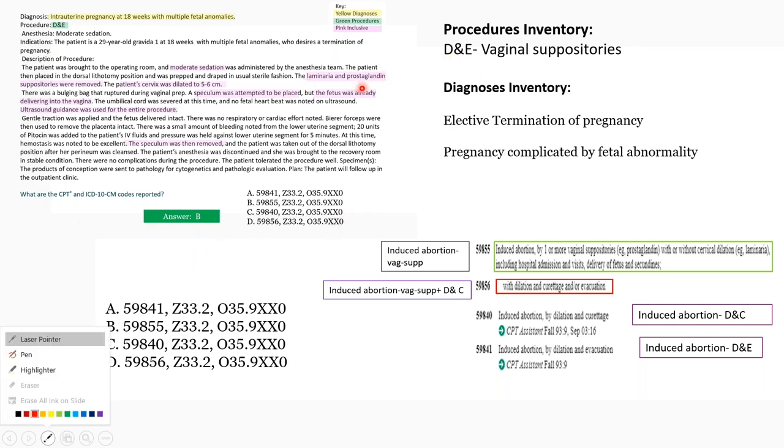Okay, you can see the laminaria and prostaglandin suppositories were removed. So these are the suppositories which were used. You can see in the code language as well, prostaglandin, laminaria. These are used to induce a delivery as well as dilate the cervix. And then I said, be careful at this particular portion. A speculum was attempted to be placed, but the fetus was already delivering into the vagina. So did you see anywhere a dilation and curettage or evacuation performed?